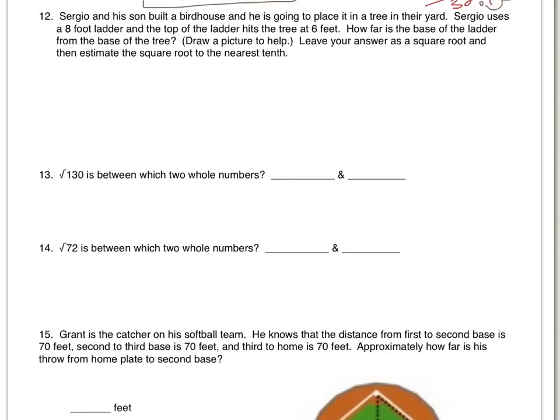Sergio and his son built a birdhouse, and he's going to place it in a tree in their yard. I like this one because we get to draw. So here's the tree. Sergio uses an 8-foot ladder, and the top of the ladder hits the tree at 6 feet. So here's our ladder. And we know it's an 8-foot ladder, so the ladder part is 8 foot. It hits the tree at 6 feet, and it wants to know how far it is. So we have our right triangle right there, and we want to know this.